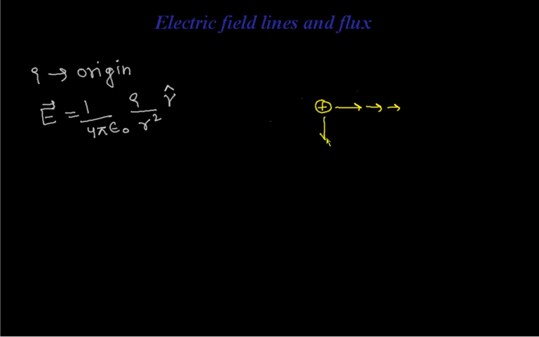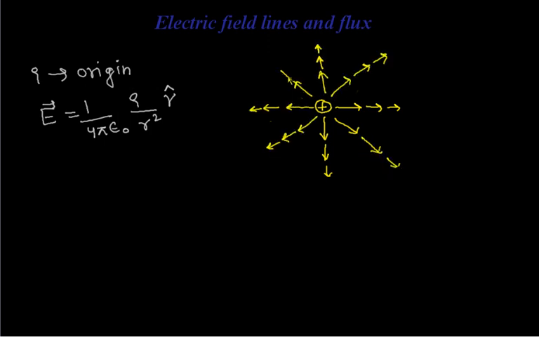So let us draw these vectors along each possible direction. Now since electric field falls off like 1 upon r square, this vector gets shorter and shorter as we go away from the origin, pointing in a radially outward direction.